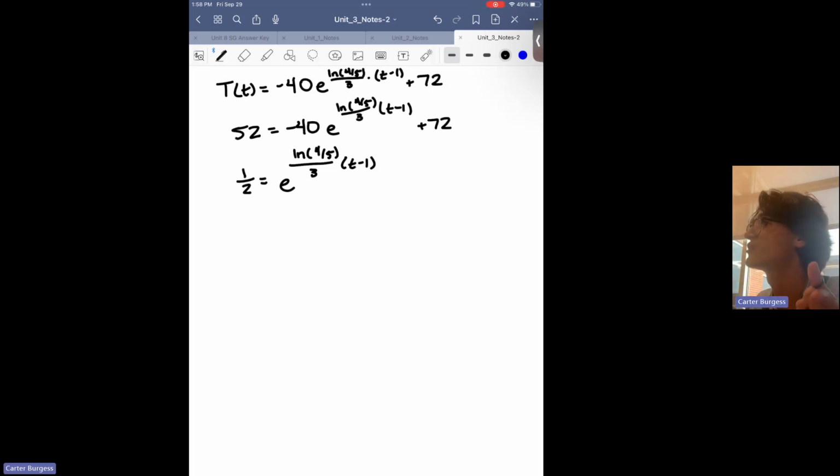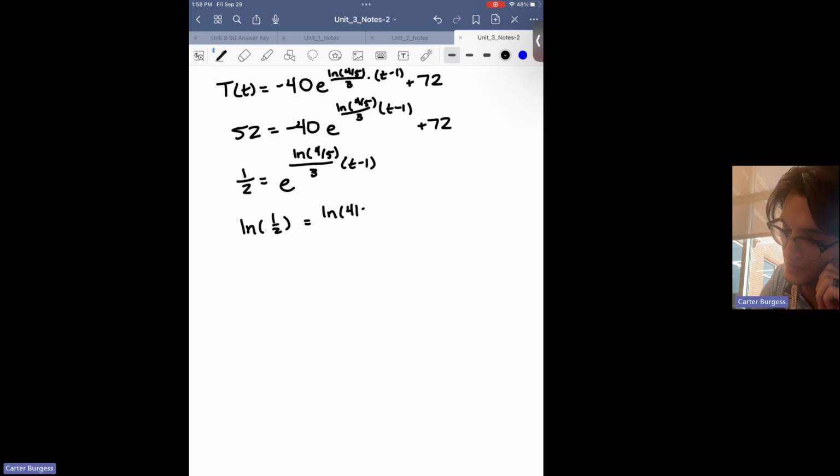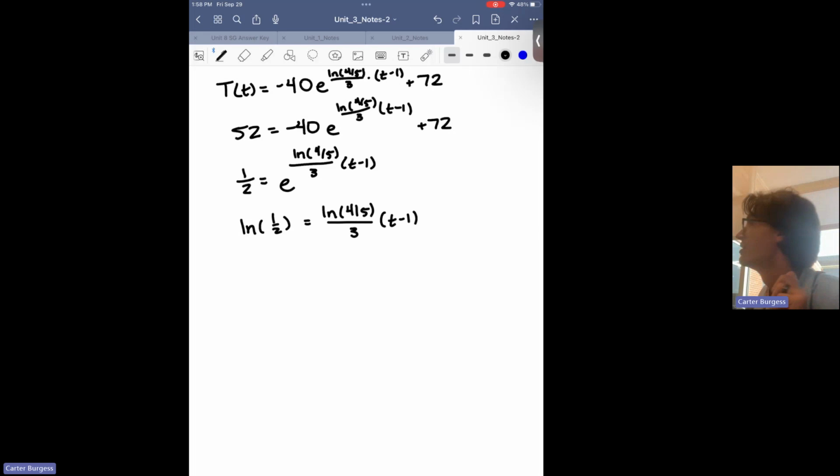And so again, what's my strategy here for getting at my exponent? What do I have to do? We could either change the base, and that would work, or we could rewrite as a logarithm, write this as the ln of 1/2. If you prefer changing the base, I'm not going to stop you. That works as well. This is the ln of 4/5 over 3 times t minus 1.